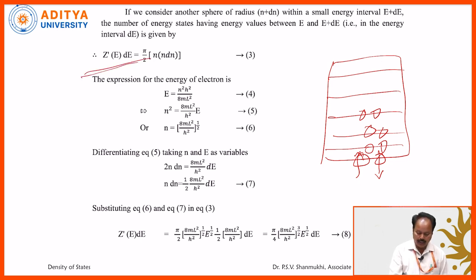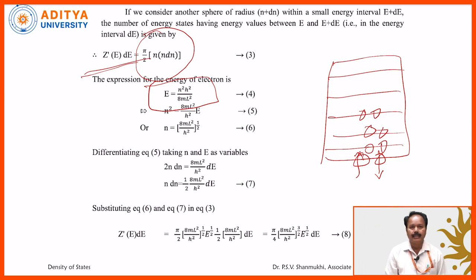Generally it is given by pi by 2 into n square dn. The density of available energy states is given like this, but we don't know the expression for n or dn. We can get them from the energy levels. In case of a one-dimensional potential well or potential box, the energy levels are given by E is equal to n square h square by 8 m L square, where L is the width of the potential well or the side of the potential box, and h is Planck's constant.